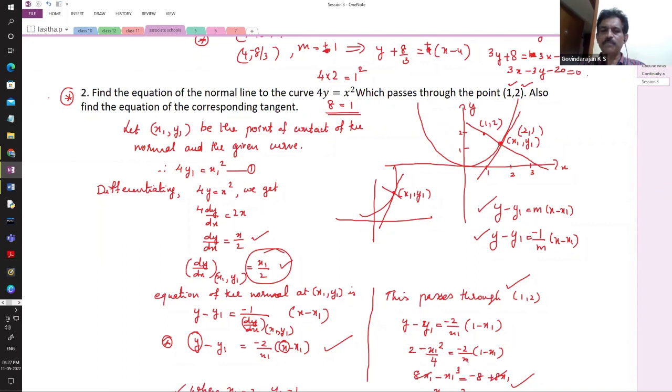No, that is given, which passes through the point. Otherwise, if they give a normal to the curve at the point, it is correct, we can take it as the point of contact. The wording will be different. Yeah, the wording is different. We have to be very careful.